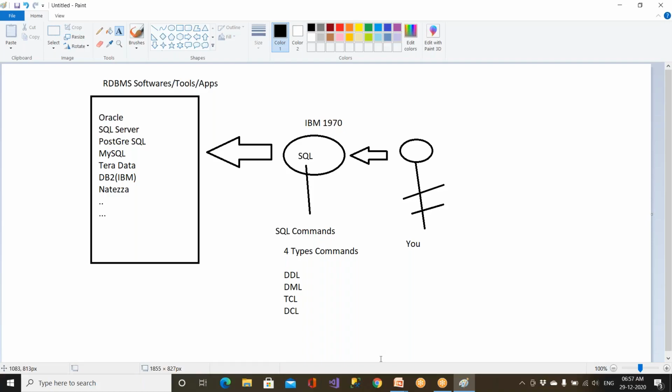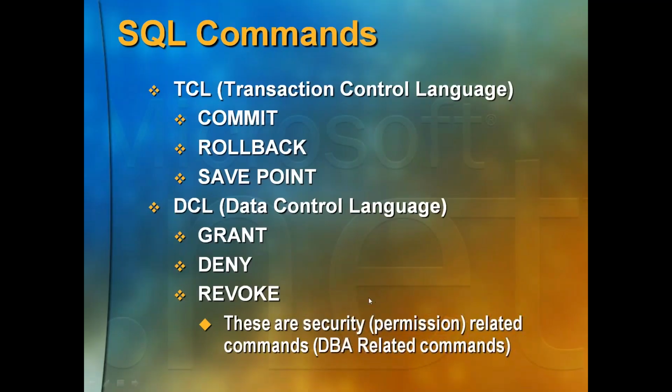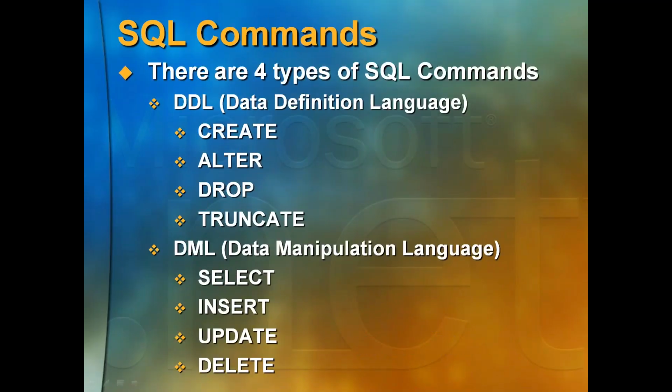Clear? So DDL means what? DDL means data definition language. In this, we have create, alter, drop, truncate. Clear? So DDL means we have create, alter, drop, truncate. DML means select, insert, update, and delete. Select, insert, update, and delete.